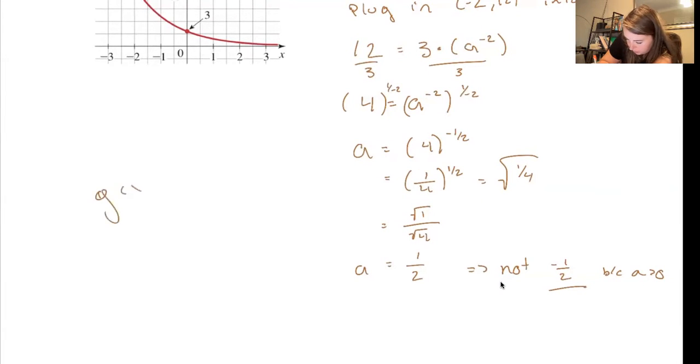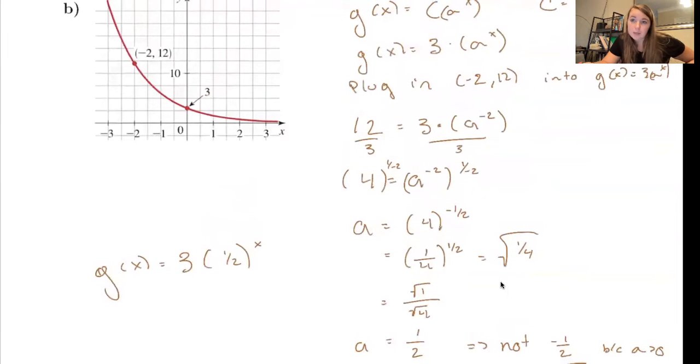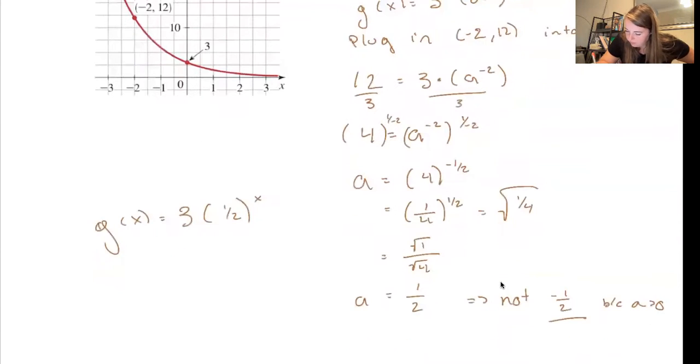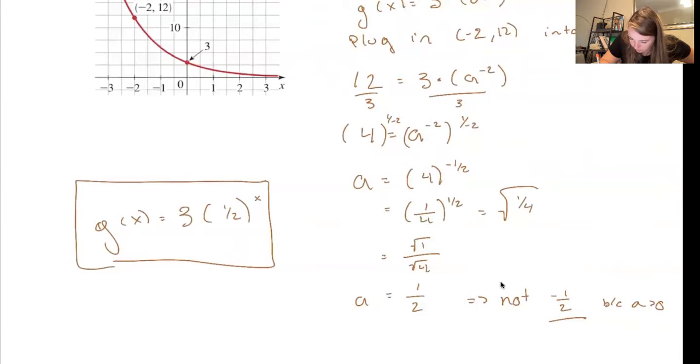I need to build my function. So that's going to be 3 times 1/2 to the x. And I know that a should be something less than 1 because this function is decreasing. So that makes sense. And that is a quick way to check yourself, knowing things about a.